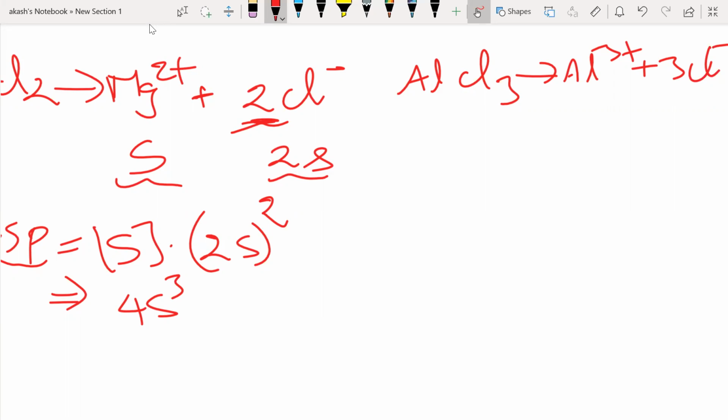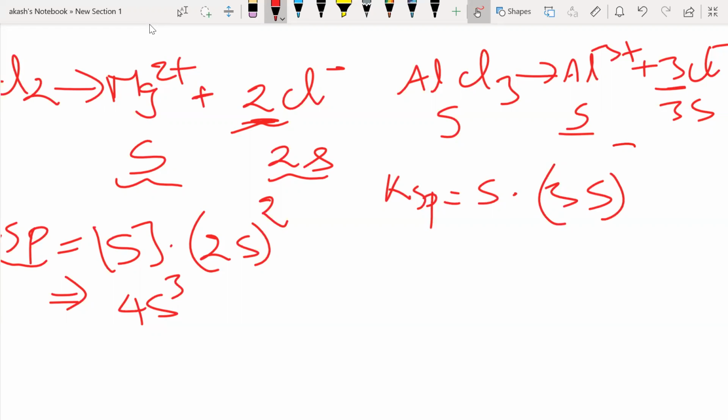Sir, 27 S power 4. Yeah, I think it's correct. So if this is S, this will be S, this will be 3S. If I write the KSP, it will be S for Al3 plus into 3S for Cl minus, but since I have a stoichiometric coefficient of 3, power 3 should come. So this will become 27 S to the power 4. Yes, correct. Okay, fine. So it's pretty simple.